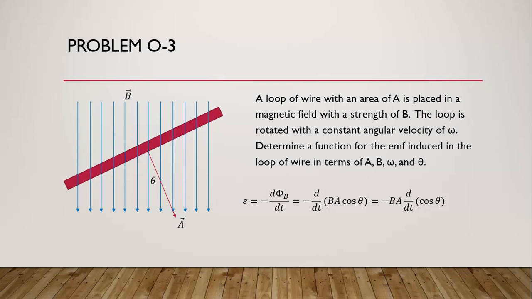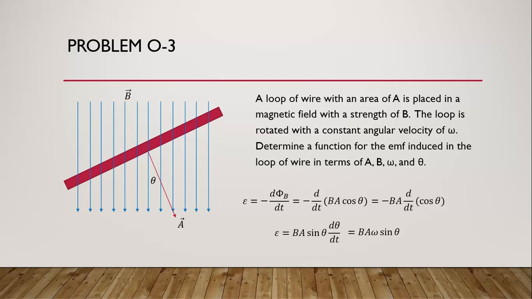The first two of those terms are 0 because I'm not changing the area, I'm not changing the magnetic field. Well, if I take the derivative of the cosine of theta, you get negative sine of theta times d theta/dt. Well, d theta/dt is also the angular velocity, omega. And so what you end up with is B times A times omega times sine of theta is the EMF induced in the wire.